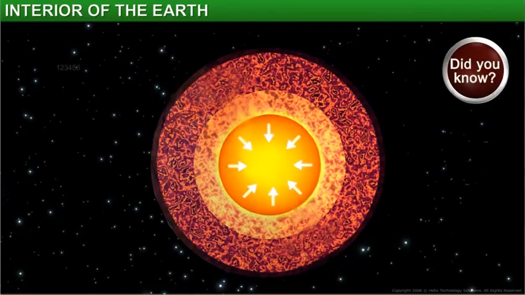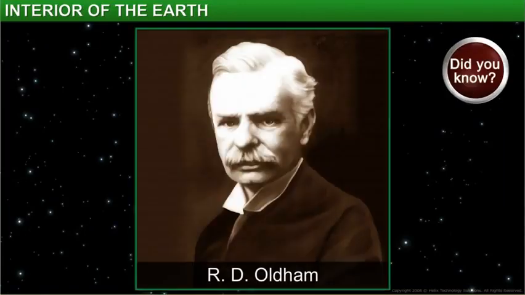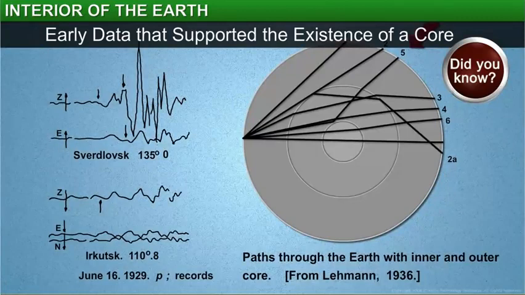Did you know? The core as a structural element of the earth was discovered in 1906 by R.D. Oldham. During his study of earthquake records, it was the first such internal structural element of the earth to be identified.